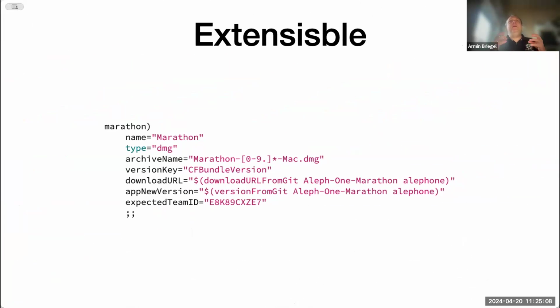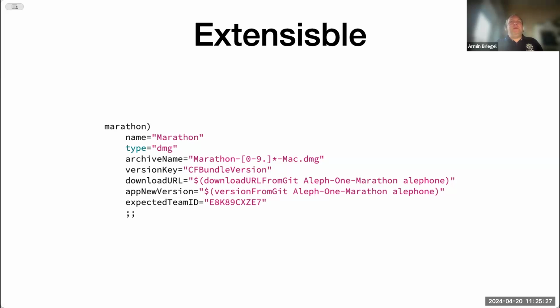It was built to be really easily extensible. So if you want to add an application, this is pretty much what you need to add. Like, what type is it? How can I get it? How can I get the latest version? And what is the expected team ID? For some apps, that's just 4 lines of code.